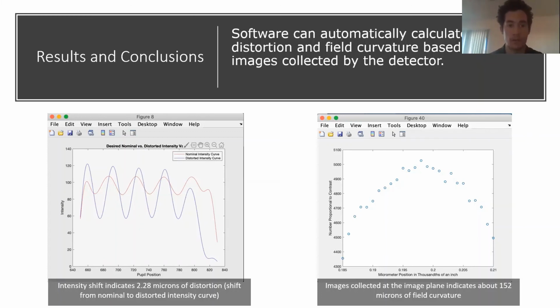The image on the right shows how the resolution of the system changes when the detector position moves along the optical rail. The slight plateau at the top of the curve gives us the curvature of the field of the system, which is about 152 microns.